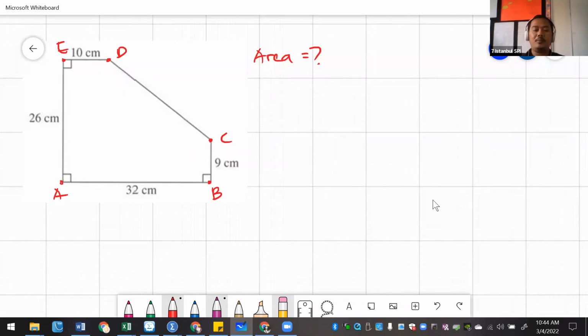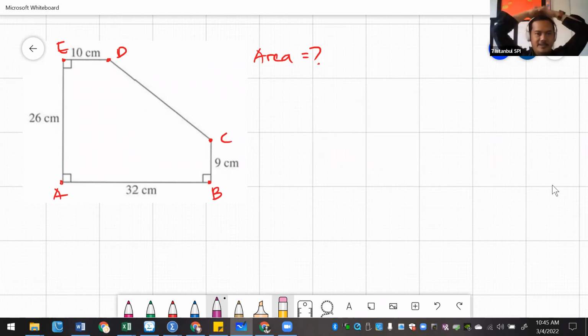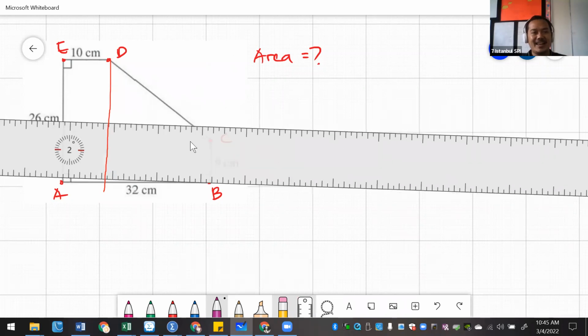Maybe I'm going to go to Lukman. Lukman, what do you think? Is this shape a trapezium? No, a trapezium is only like this. Can I annotate, sir? Yes, of course. You can use any means you want. Can it be separated from here like this? Yes, very possible. Very good, Lukman. I'll draw it more neatly. Okay, Lukman, thank you very much.